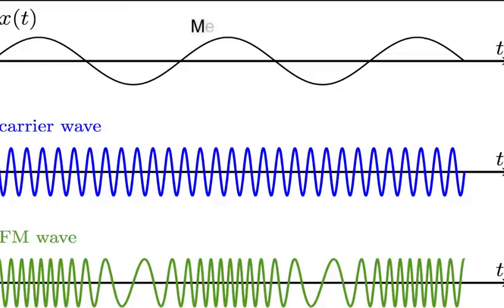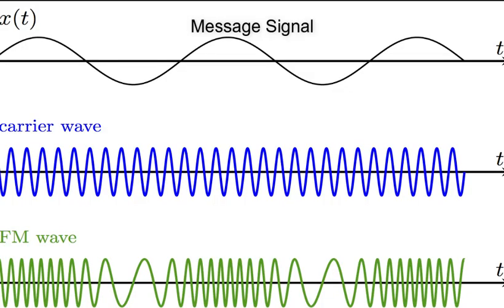So, what is frequency modulation? Frequency modulation is the process whereby the frequency of the carrier signal is varied in accordance with the instantaneous value of the amplitude of the message signal, keeping the amplitude and phase constant.